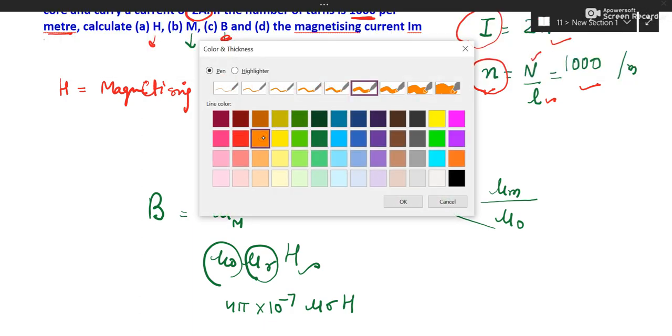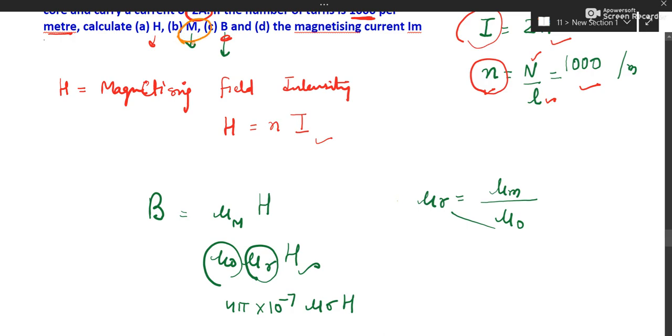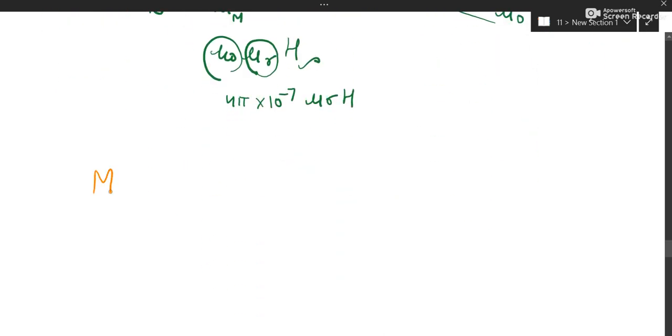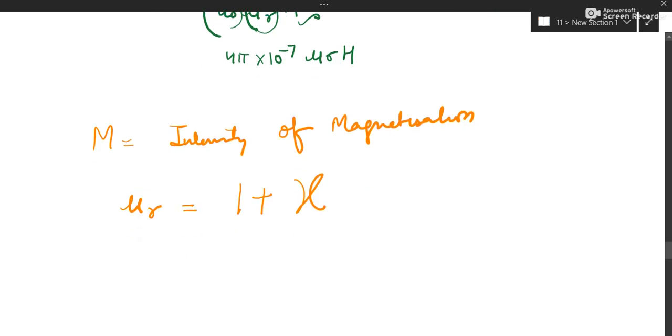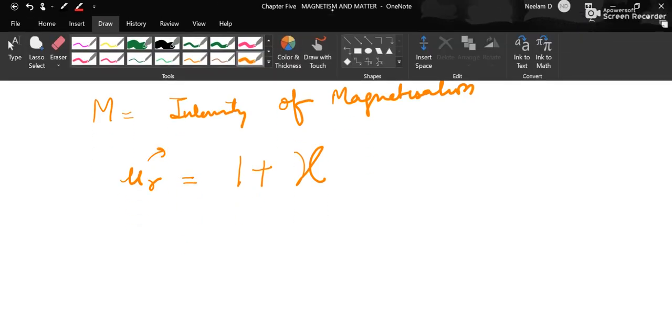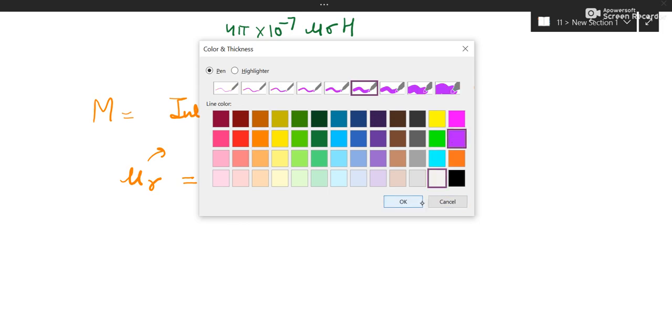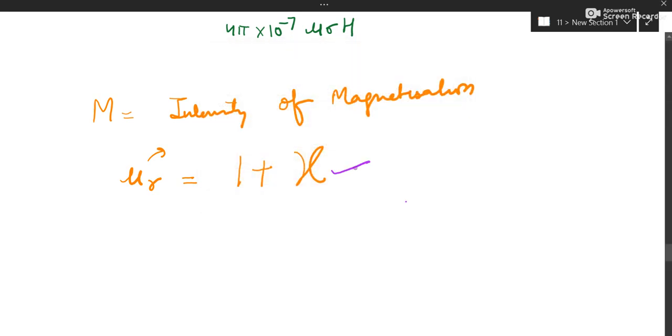Now our third job is to calculate this M. What is M? All the standard notation they have used. M is intensity of magnetization. So let us see which formula will be used. We will be using this formula, mu r is equal to 1 plus chi, the relationship between relative magnetic permeability and susceptibility. Chi is susceptibility. So we'll substitute this. 400 is given. So minus 1 is 399.